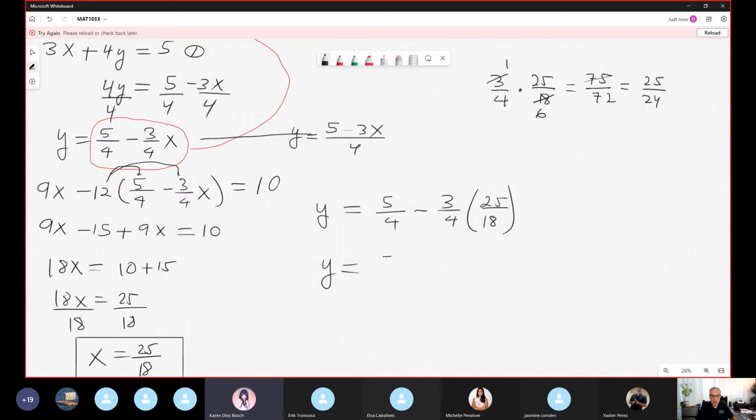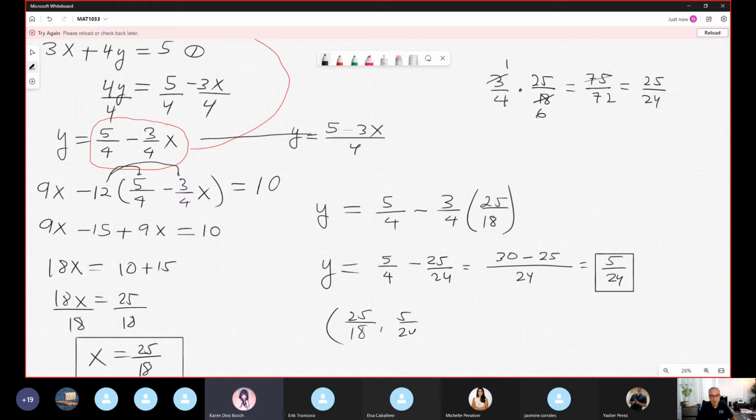So actually, it's 5/4 minus 25/24. It's obvious that the LCD is 24. And 24 divided by 4 is 6 times 5, 30. Minus 25, and this is the same because it's the same denominator. 30 minus 25 over 24, which is 5/24. In this case, we cannot reduce to lower terms. The final answer is x is 25/18, comma, y is 5/24.